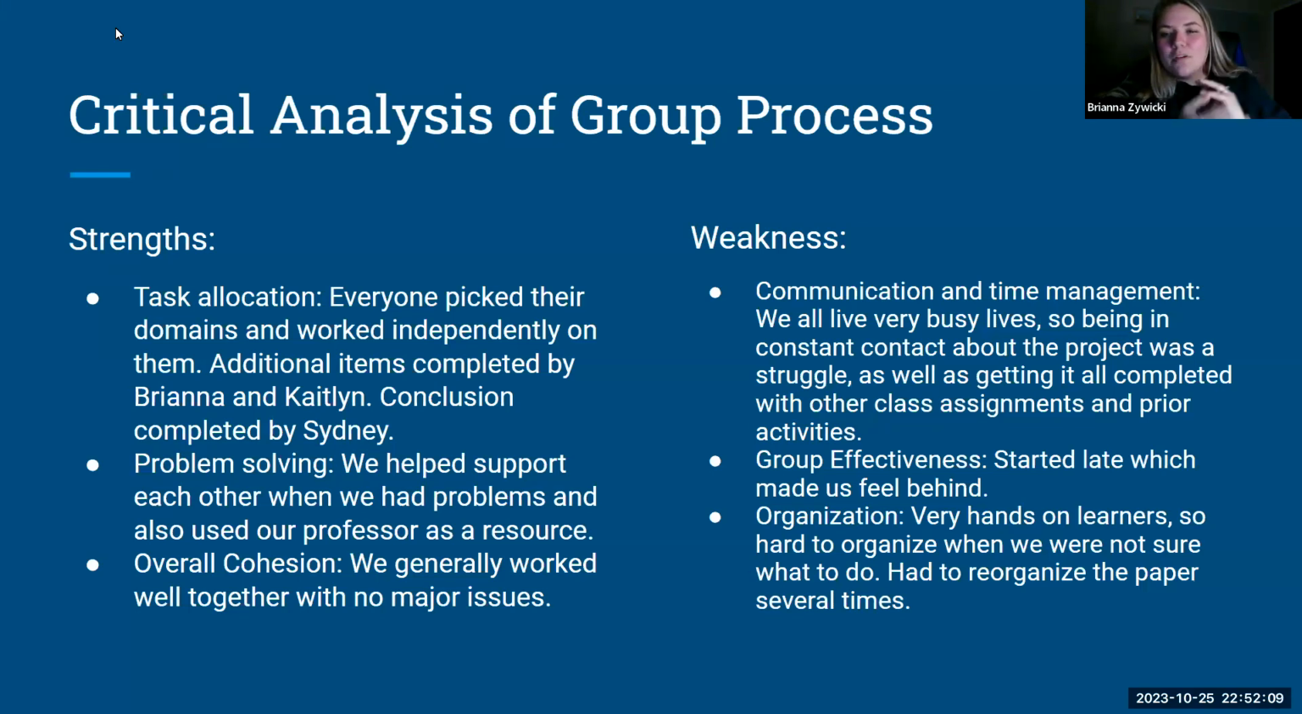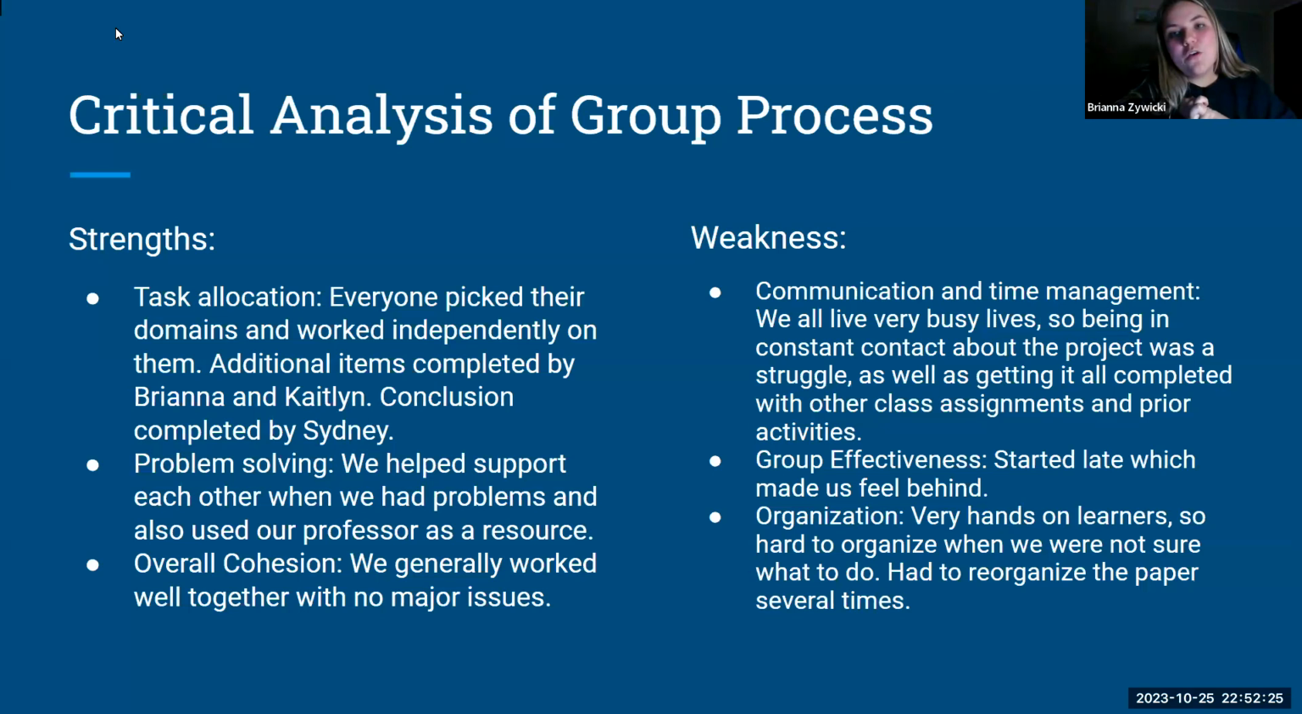I would say our group effectiveness would have been a weakness, just because we started a little later, which made us feel like we were a little bit more behind than maybe we would have if we had started a smidge earlier, just because, again, it was a pretty heavy, hefty project.